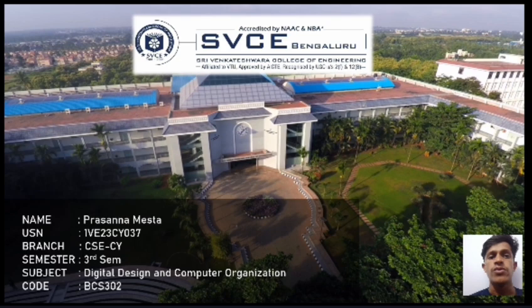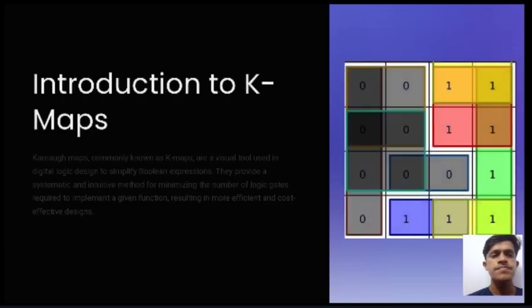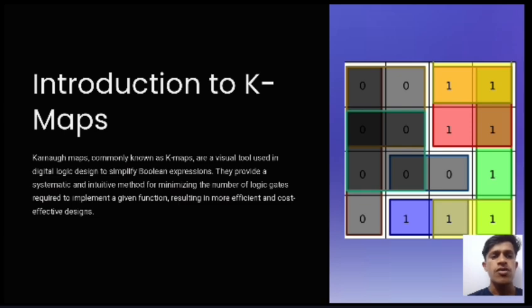Today in this video we are going to discuss the topic K-maps and its advantages and disadvantages. First, introduction to K-maps. Karnaugh maps, commonly known as K-maps, are visual tools used in digital logic design to simplify Boolean expressions. They provide a systematic and intuitive method of minimizing the number of logic gates required to implement a given function, resulting in more efficient and cost-effective designs.